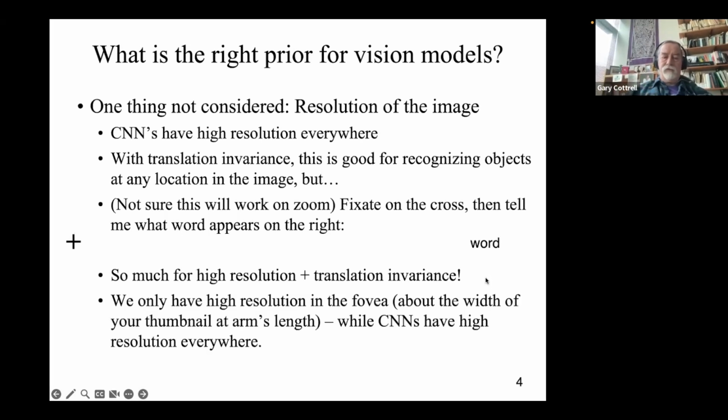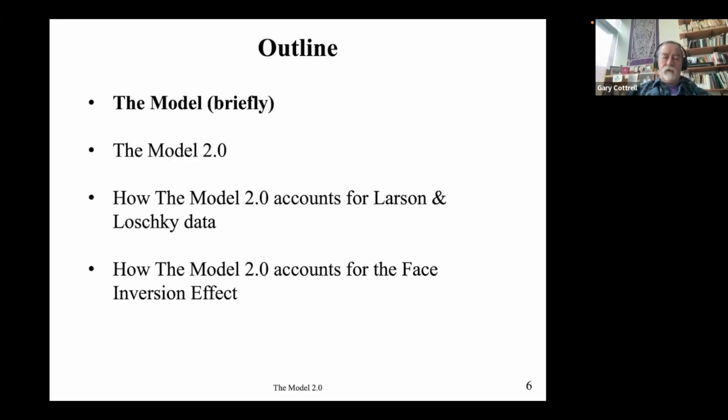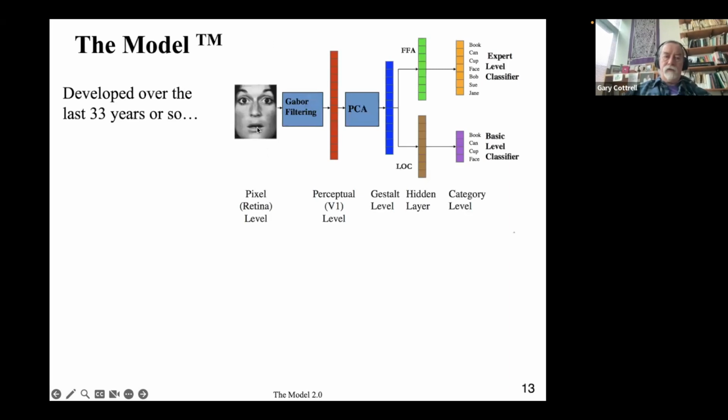We only have high resolution in the fovea, which is about the width of your thumbnail at arm's length, while CNNs have high resolution everywhere. So I'm going to incorporate some of those considerations in the model 2.0, but first I want to briefly mention the model I developed over the last few years.